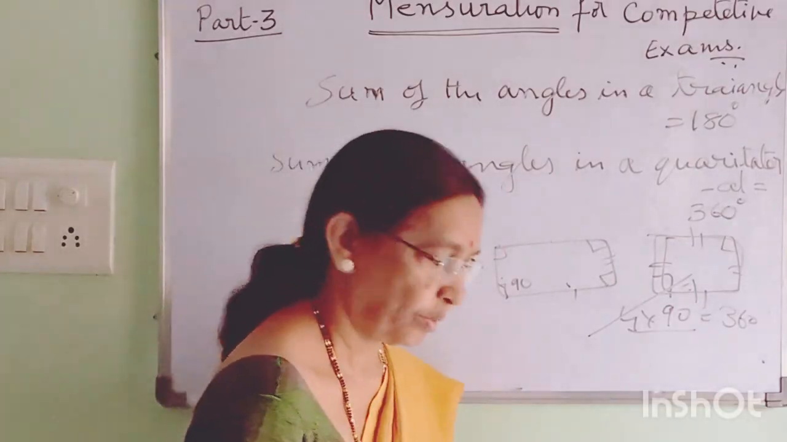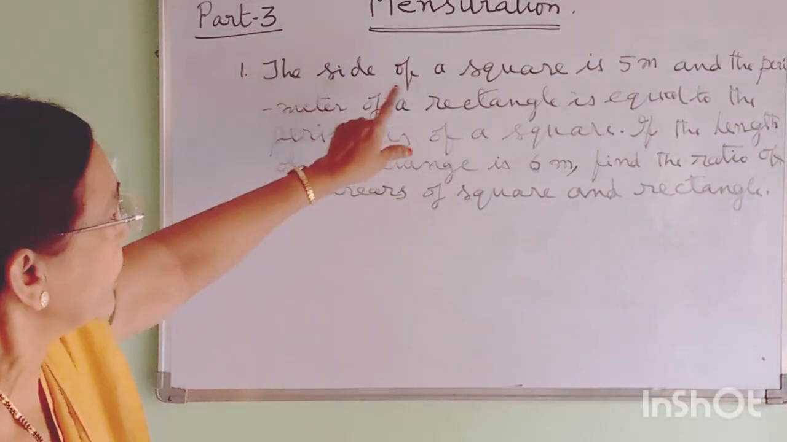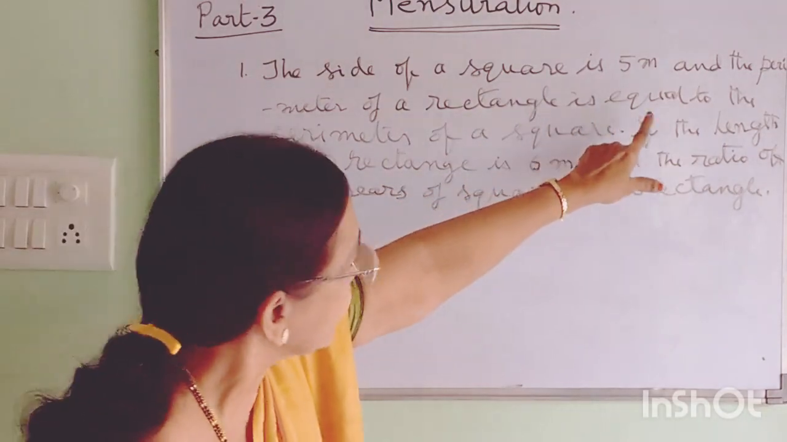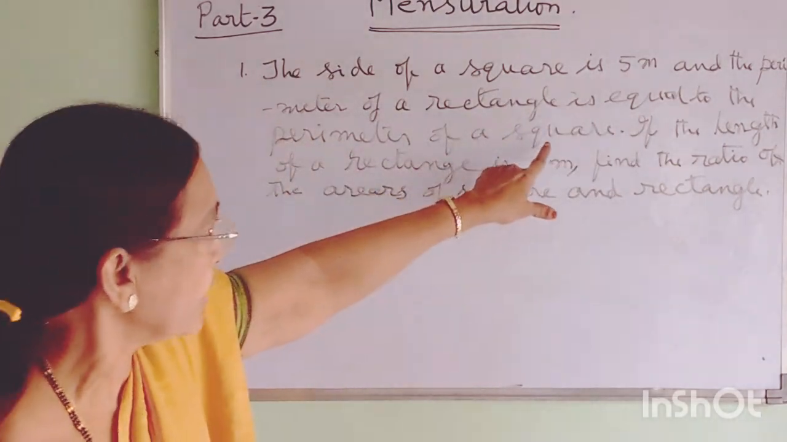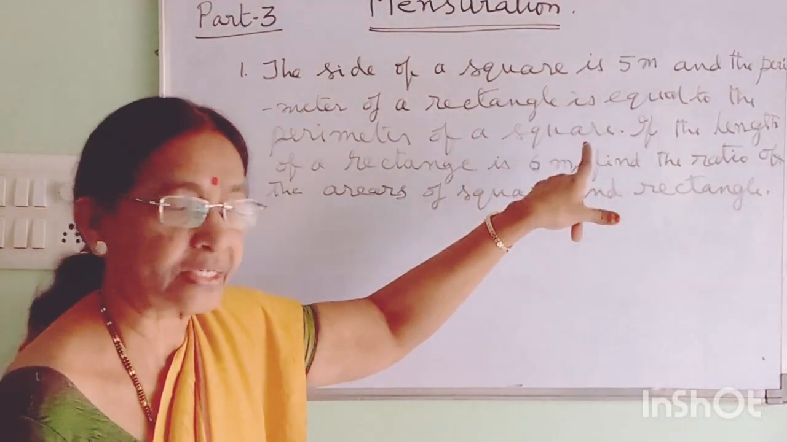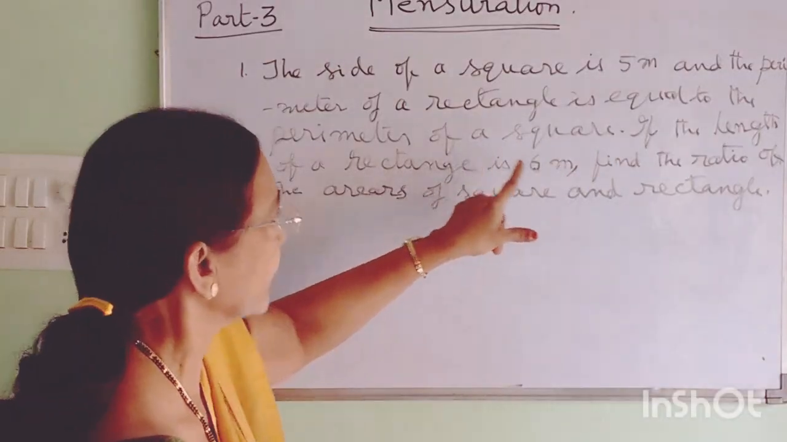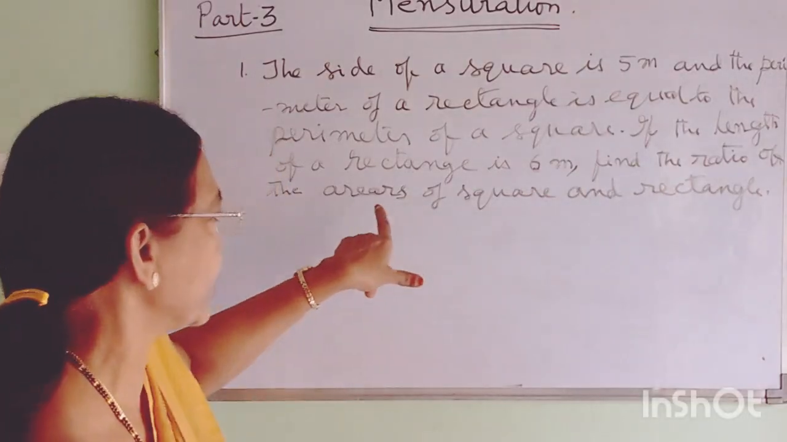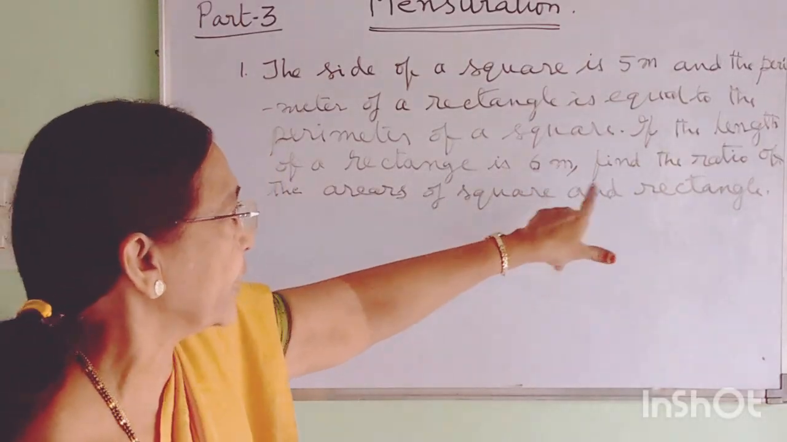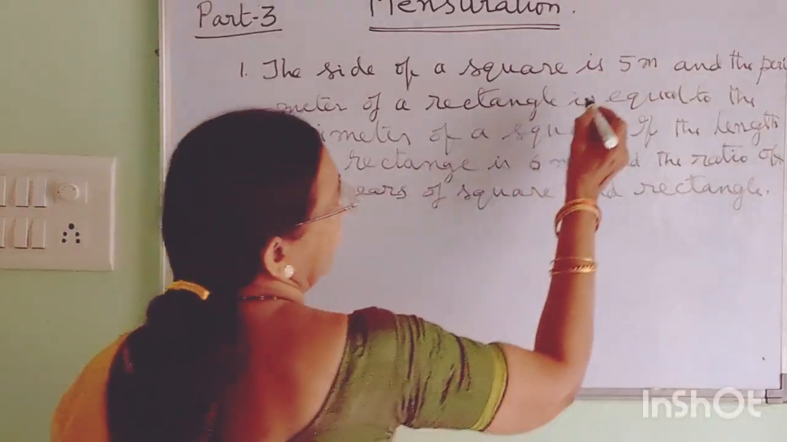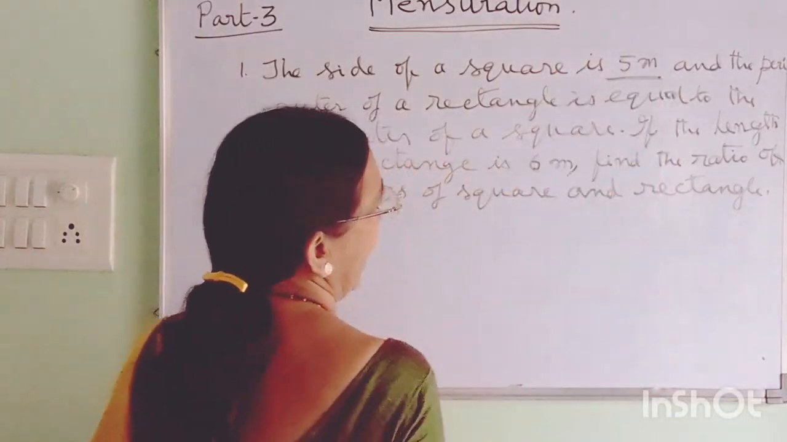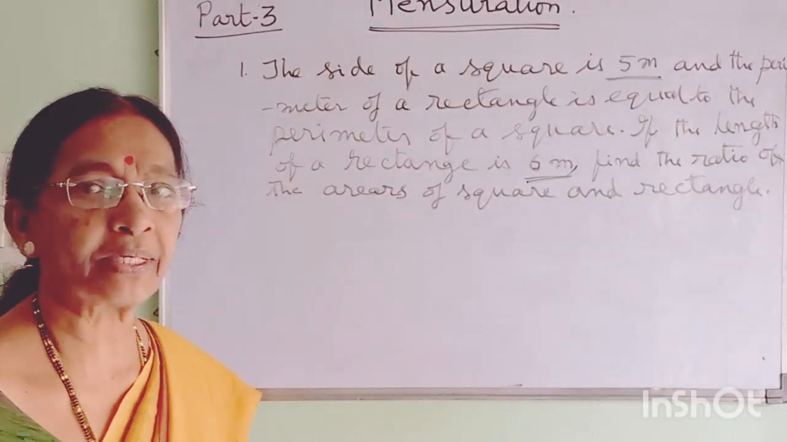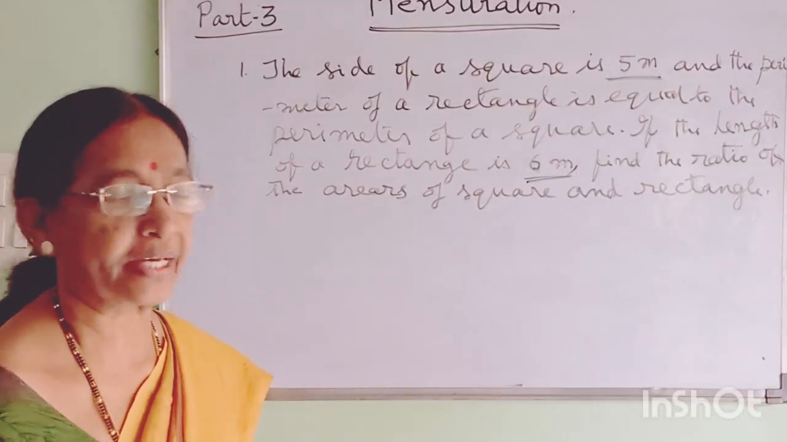Now we will do the problems. The side of a square is 5 meters and the perimeter of a rectangle is equal to the perimeter of the square. If the length of the rectangle is 6 meters, find the ratio of the areas of square and rectangle. Here the side of the square is 5 meters and the length of the rectangle is 6 meters, and the perimeters of both the square and rectangle are equal.